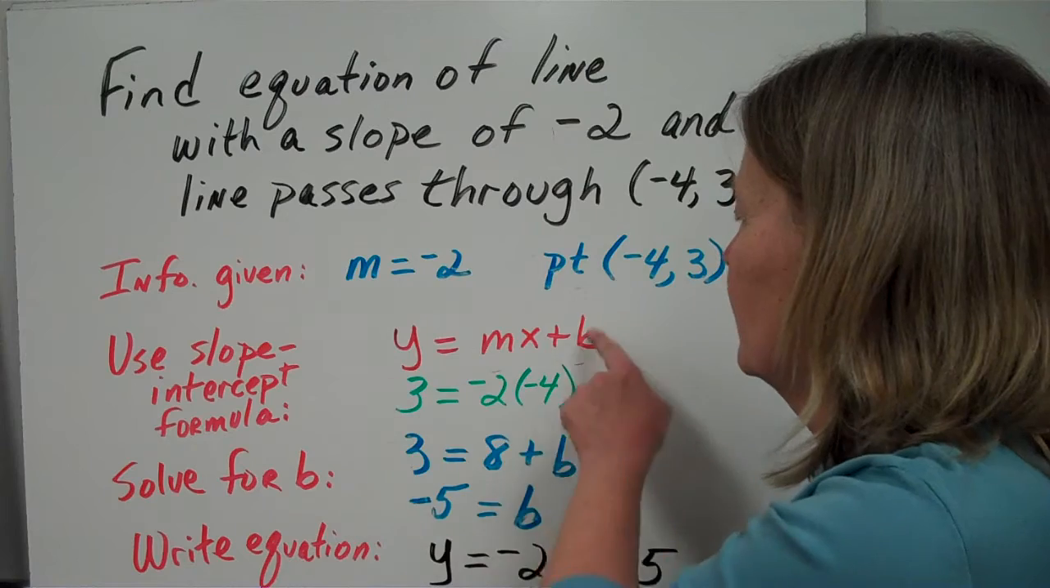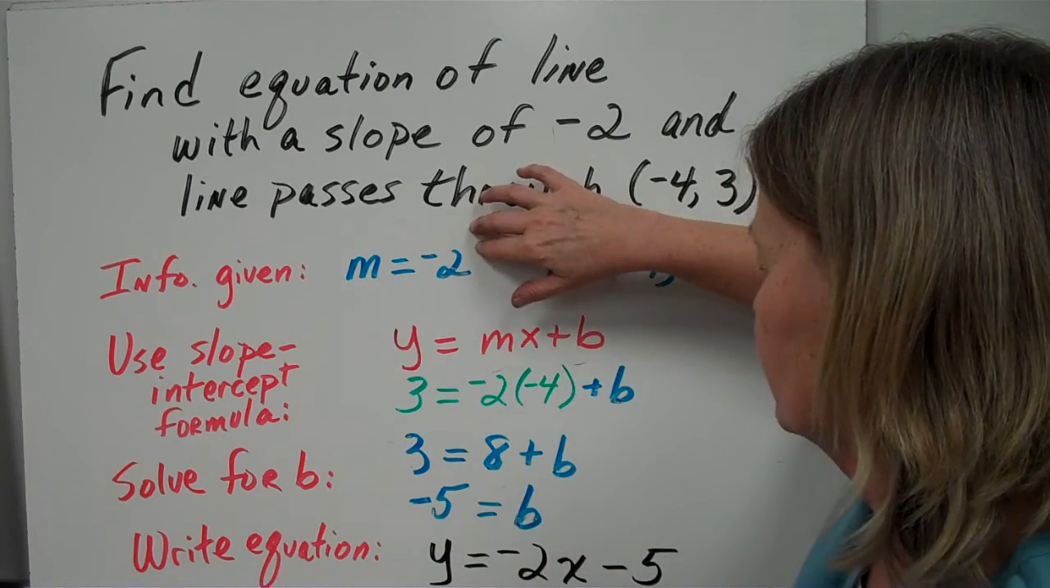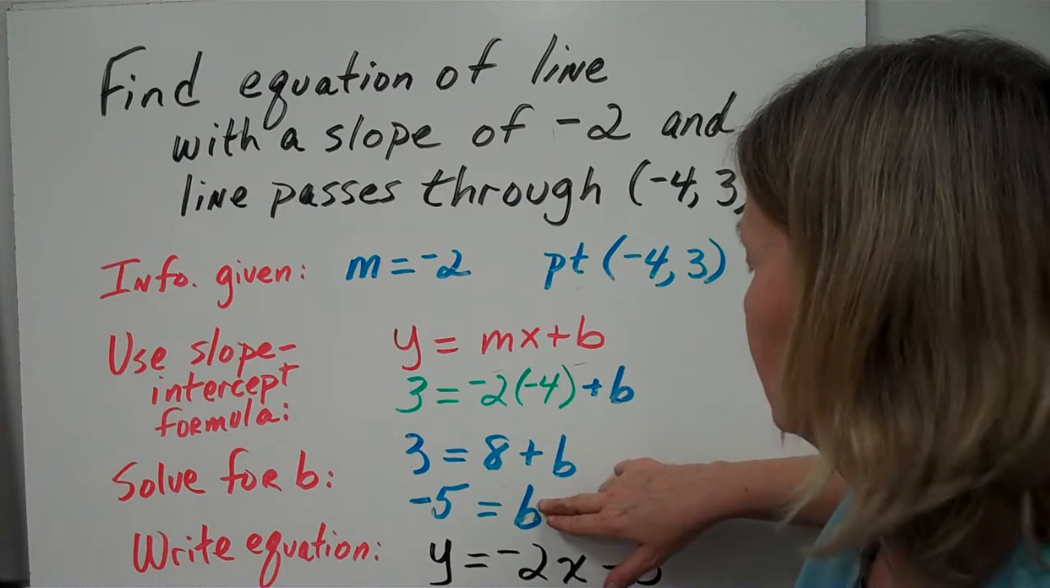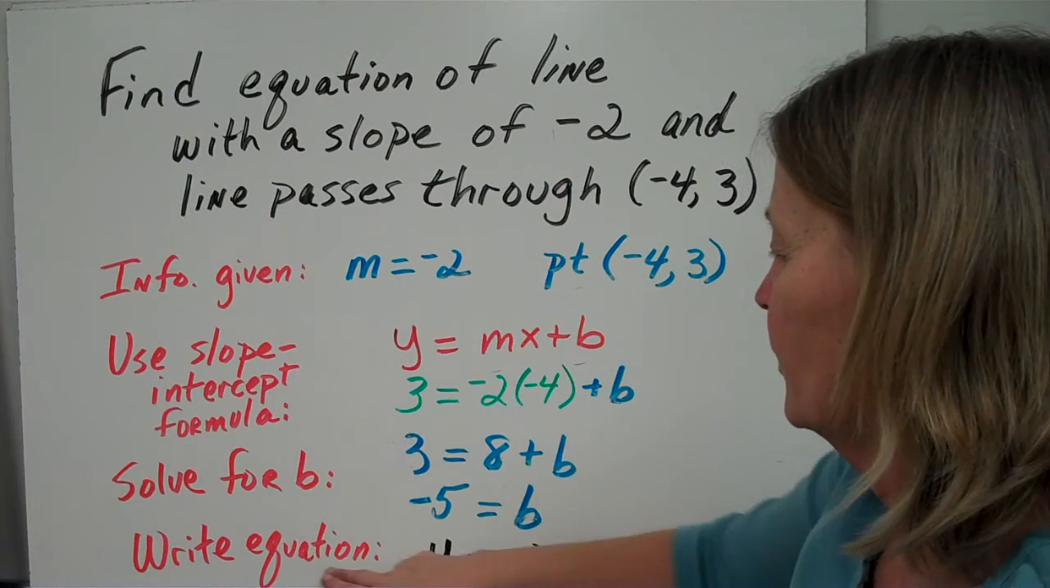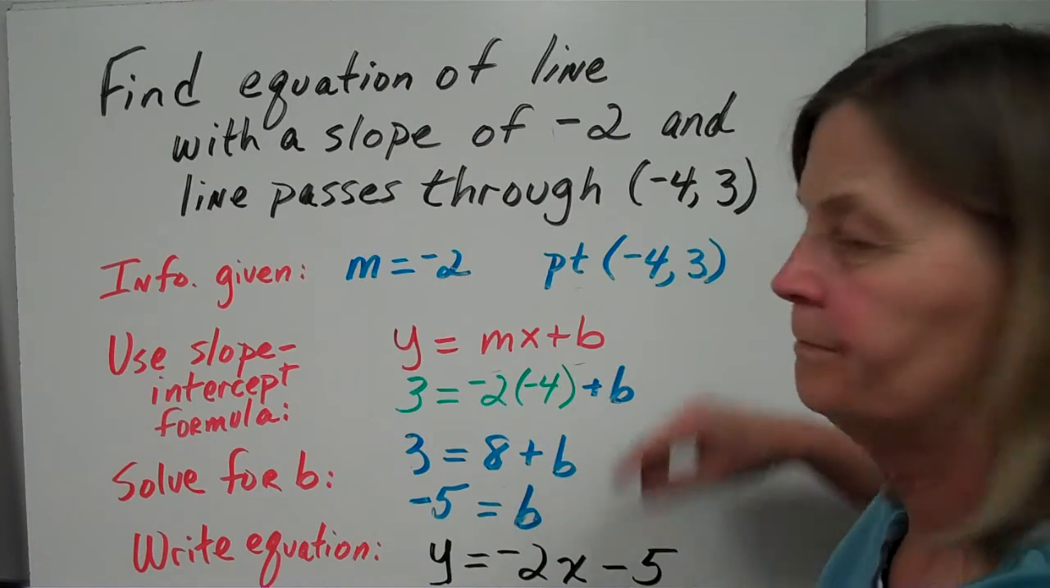So to use this formula, we need two things. We need a slope and y-intercept. We were given the slope. We found the y-intercept. So our final answer for writing an equation would be y equals -2x minus 5.